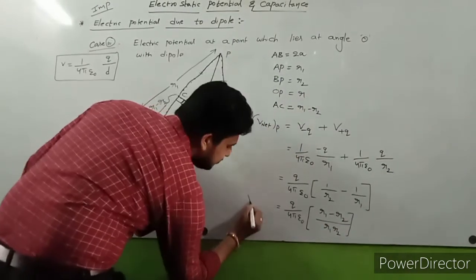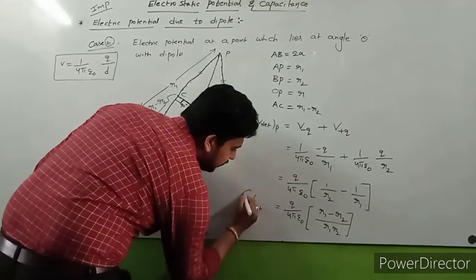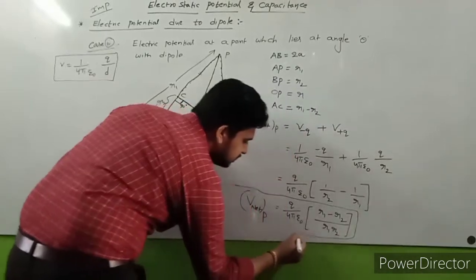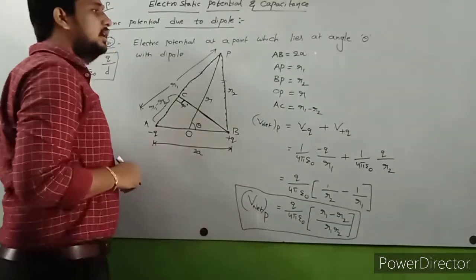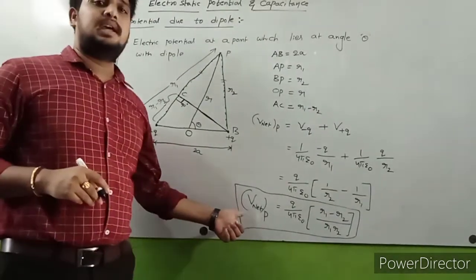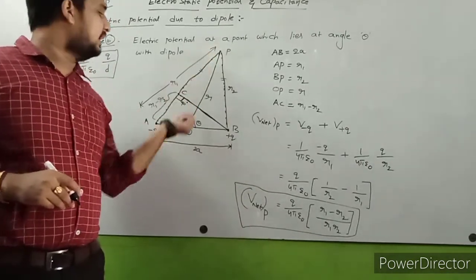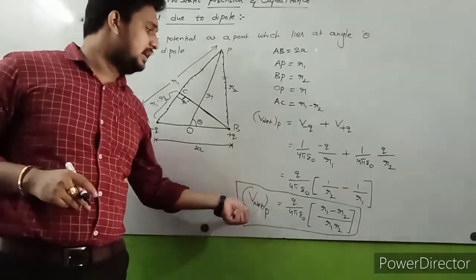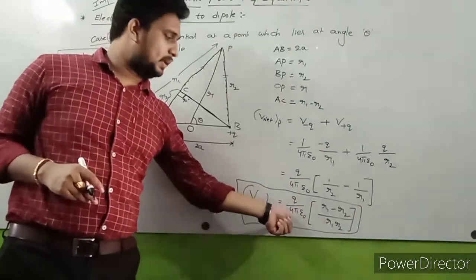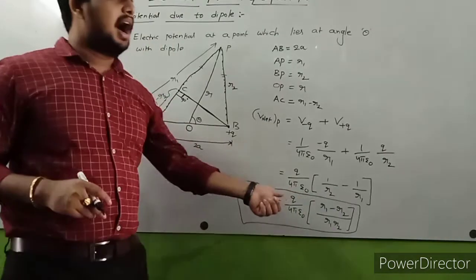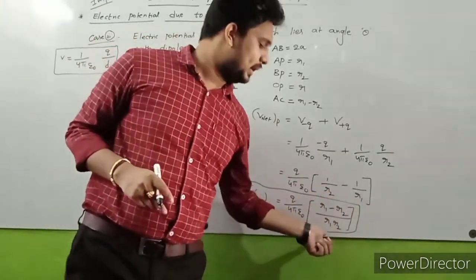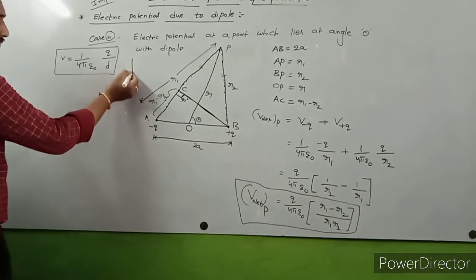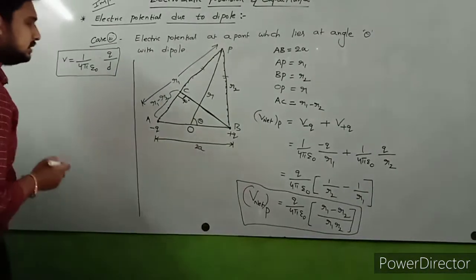Okay, so this is the net potential at point P. If P lies at any angle, this is a general point. Net potential at point P is equal to Q by 4 pi epsilon naught into (R1 minus R2) by (R1 into R2). So now observe carefully, this is a special case.